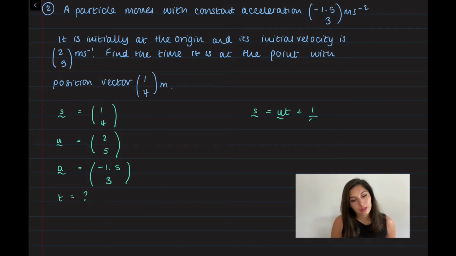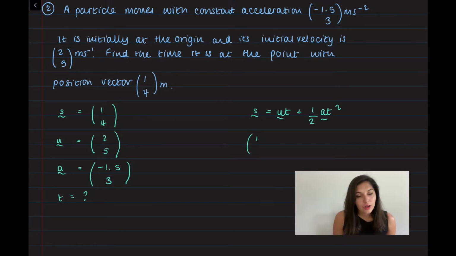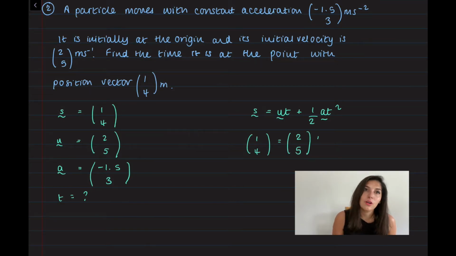So I can use the SUVAT equation, which involves all of those variables. And I know that the displacement is just going to be my position vector. I want to know when my displacement is equal to that.